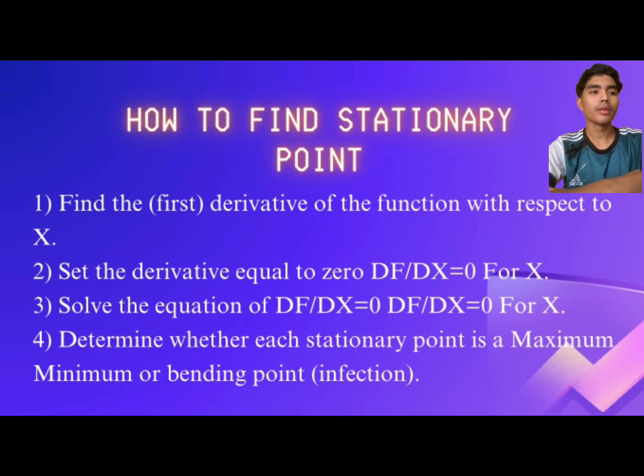First, find the derivative of the function with respect to x. Second, set the derivative equal to 0, df over dx equal 0. Third, solve the equation df over dx equal 0 for x. Lastly, determine whether each stationary point is a maximum, minimum or point of inflection.